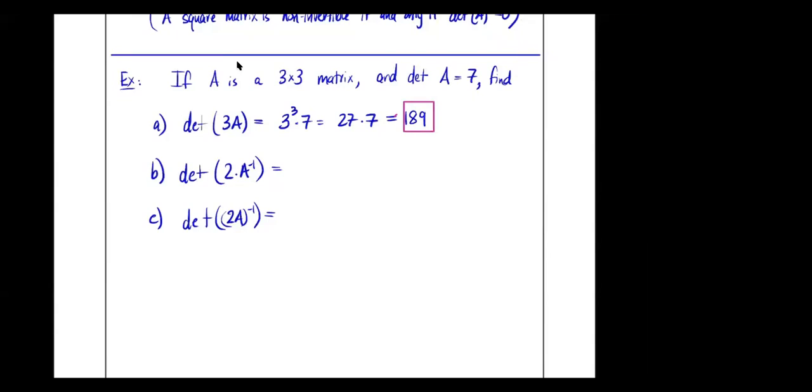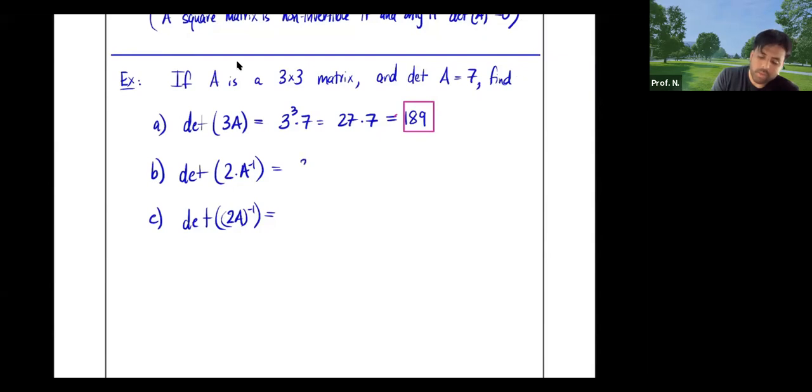8/7. Right, right. It will be 2 cubed multiplied by the determinant of A inverse. But we know the determinant of A inverse is 1 over the determinant of A by the formula, right? And so this becomes 8/7. That's right. See? Not bad, right?